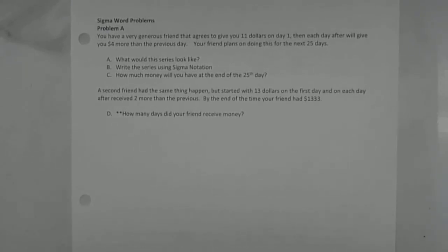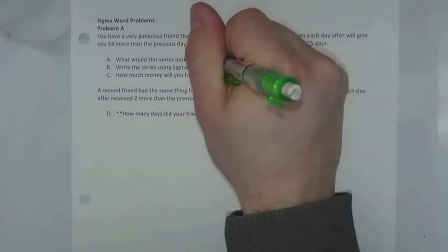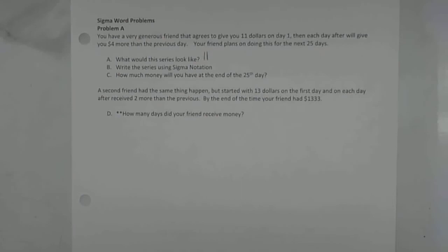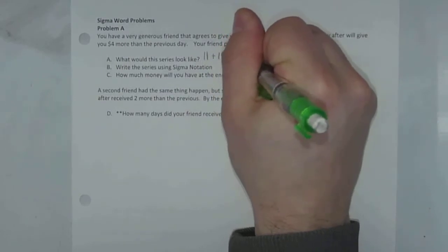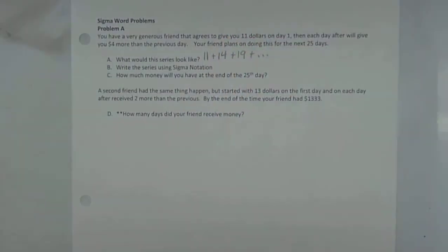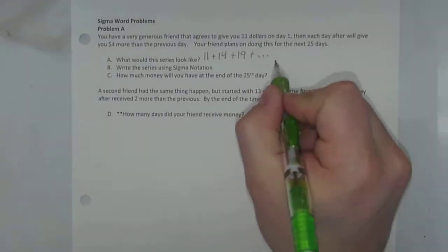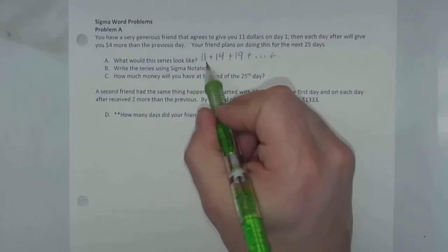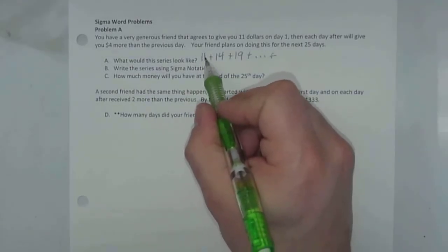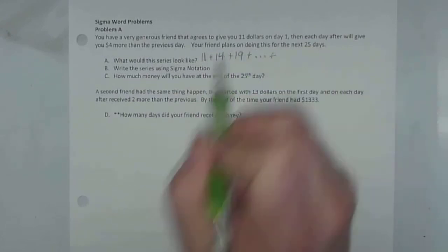So this is a series, which means that we're adding up those terms. And so we start with 11. And then each day, your friend's going to give you 4 more than the previous day, which means 14 plus 19 plus ... So that's what the series would look like. And then we're going to go all the way up to the 25th day. And so we're going to generate the explicit equation that generates the numbers 11, 14, 19.